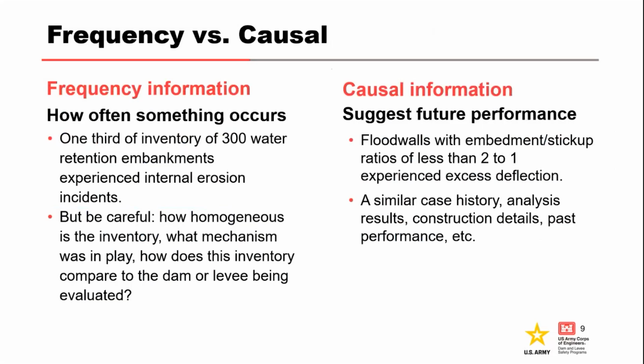There are two main things that we like to point to, to help give those who are going to be making estimates more of a background. That primarily comes down to frequency information, which is how often something happens, how often something happened historically. And the other is causal information, which might be a particular case history, an analysis, or a particular construction detail that we suspect could lead to a particular flaw or things like that.